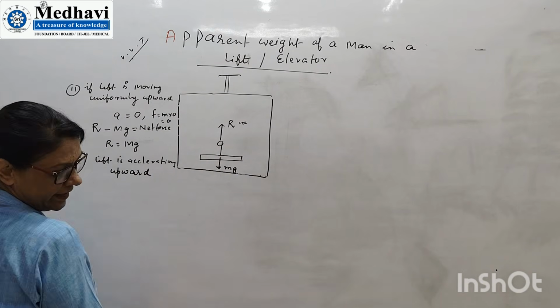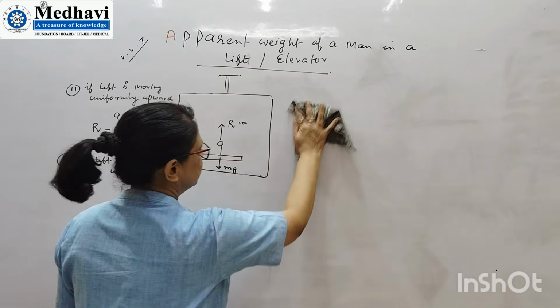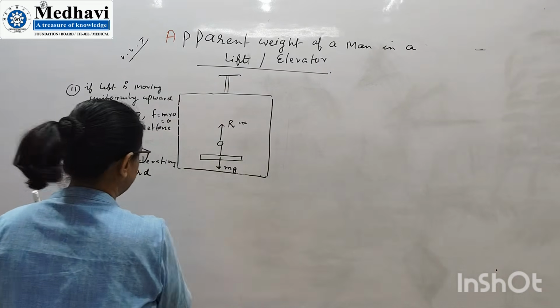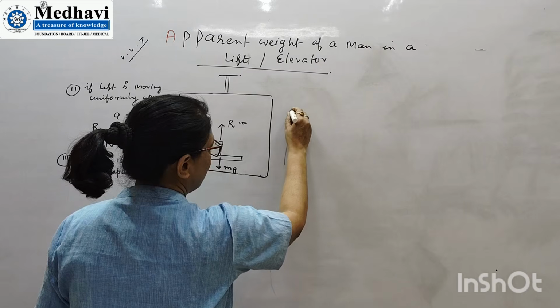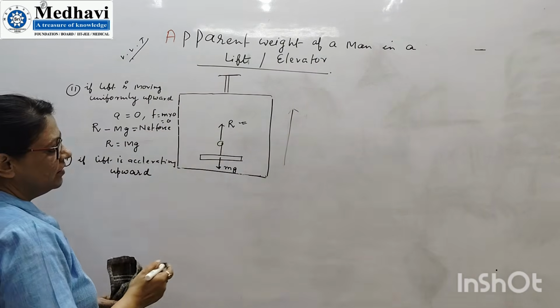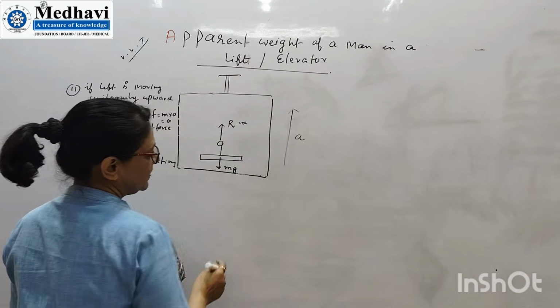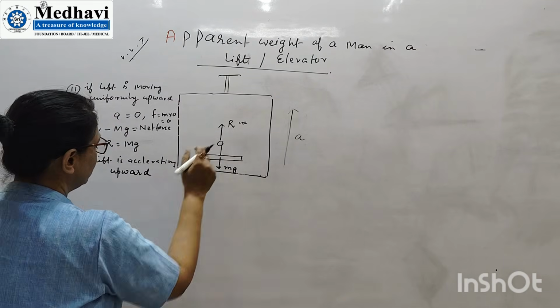Suppose the lift is accelerating upward. In this case, what will happen? We just have to see the FBD, the free body diagram. That is very, very beneficial when we are going to solve numericals. Here the lift is going upward, accelerating upward. So this force must be bigger.